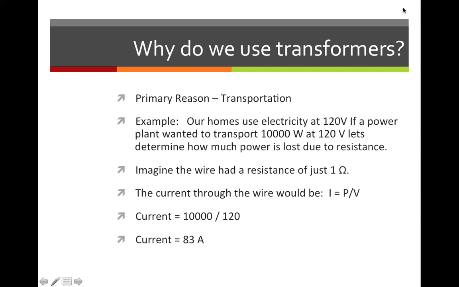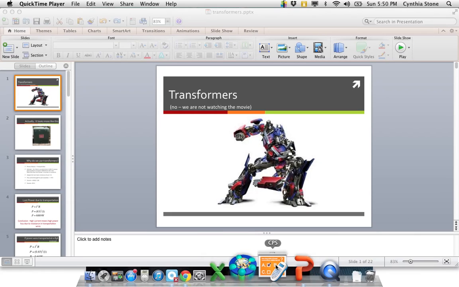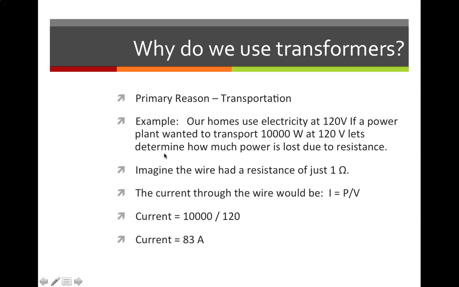So the question of why we use transformers, there's lots of reasons. The main one is transportation of electricity. There are others. Every time you see, and I'll show you in class, a plug-in that is like a little box, that's a transformer. That means that whatever appliance you're plugging in doesn't want to use the same volts and current as comes out of the wall. A transformer will adjust that, so your appliance has exactly what it wants.